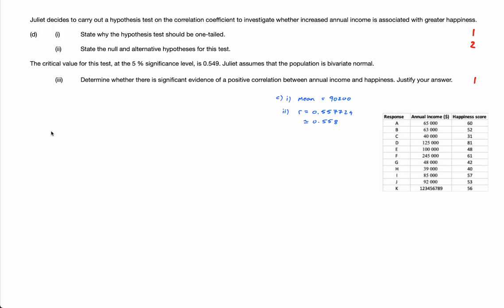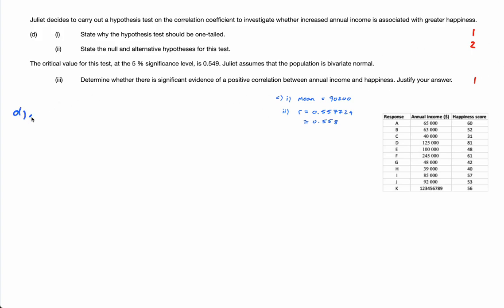Okay, so Juliet decides to carry out a hypothesis test on the correlation coefficient to investigate whether increased annual income is associated with greater happiness. So basically, guys, she's got this correlation coefficient, 0.558, but that is just for her sample, and there's only a sample of 11 people. So she wants to determine is this correlation coefficient strong enough to indicate that there is positive correlation for the whole population. That's why she needs to run this hypothesis test.